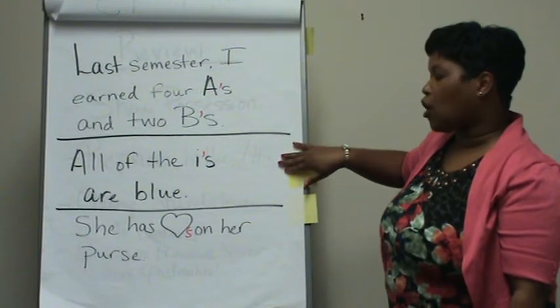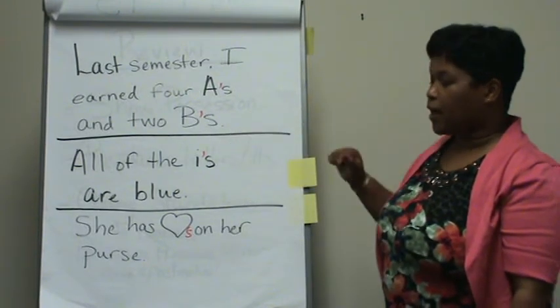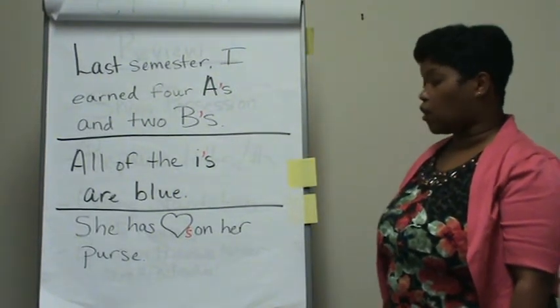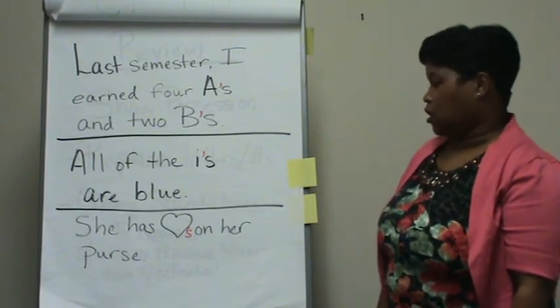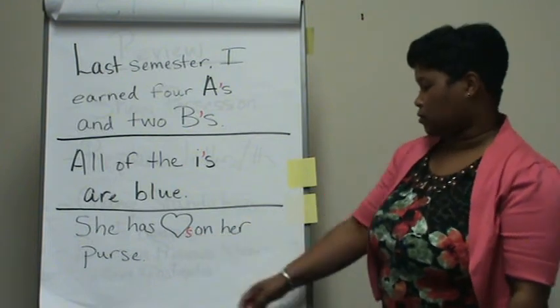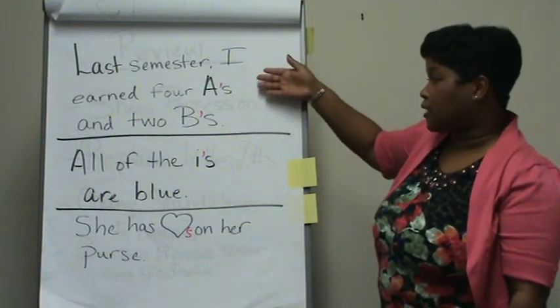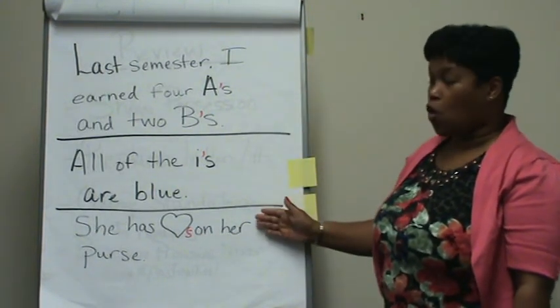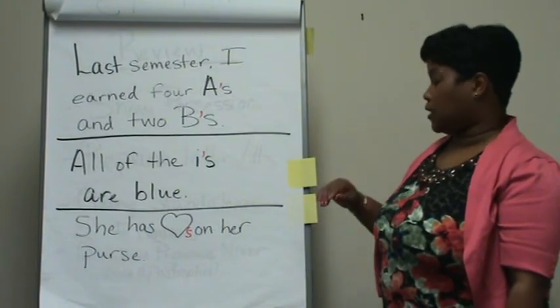All of the I's are blue. If you did not have that apostrophe, it would be all of the is are blue. Wouldn't make sense. She has hearts on her purse, using the symbol. So again, it can represent standalone letters or symbols or numbers in some cases.